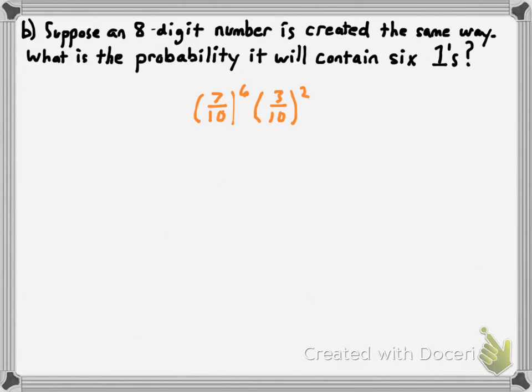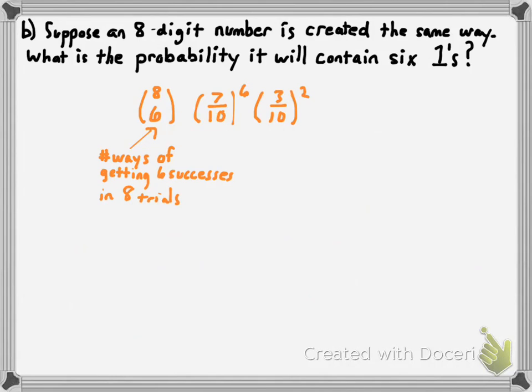The next thing we need to know is how many of those outcomes there are. Here's how that works. We have 8 digits to choose from. We're going to have 8 trials here, and we want 6 successes. You remember your combinations from learning the binomial theorem back in chapter 6? This right here will tell me how many ways there are of getting 6 successes in 8 trials.